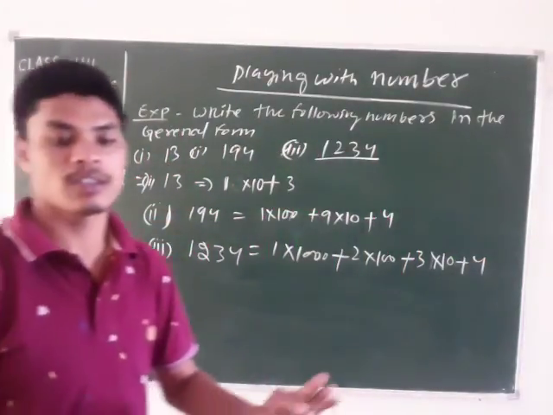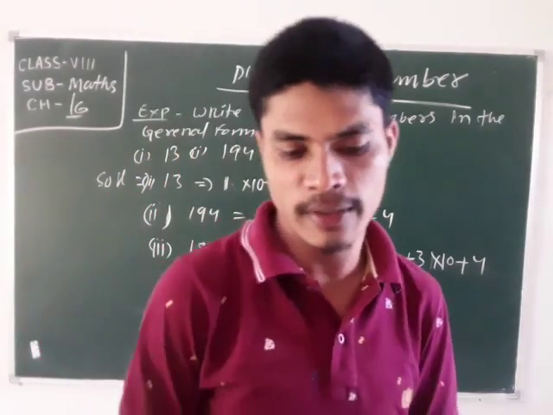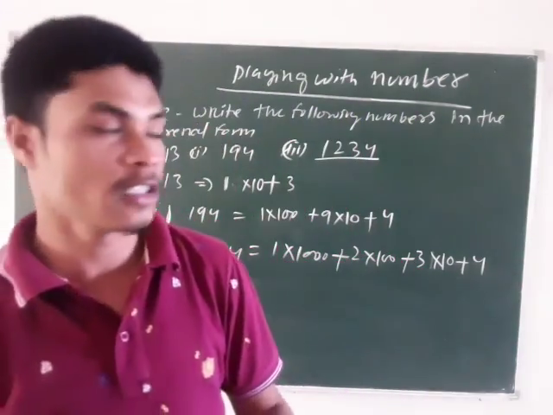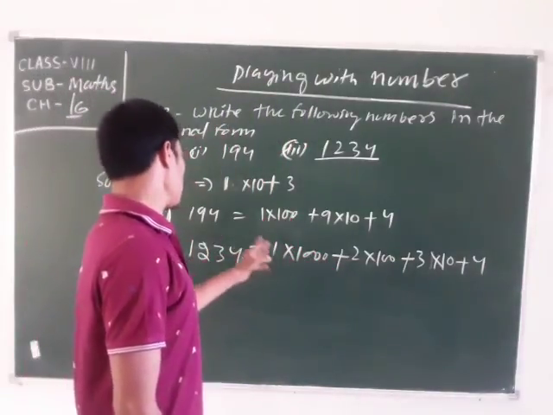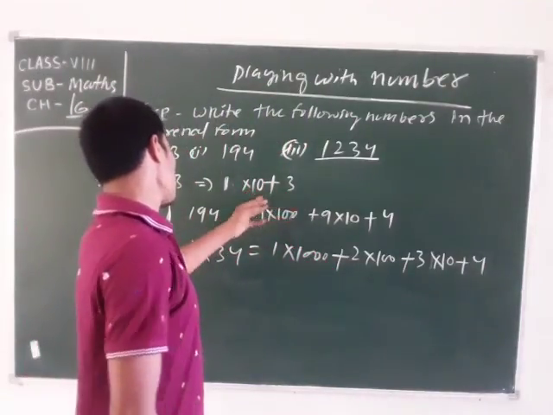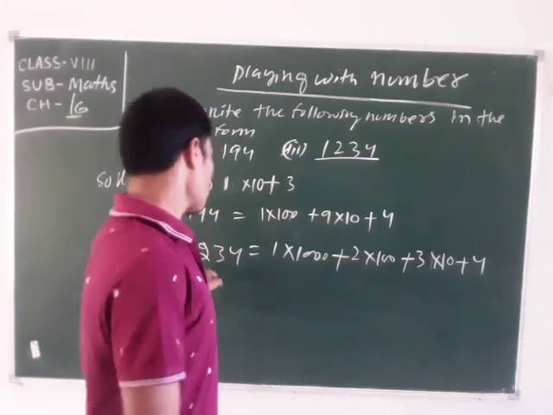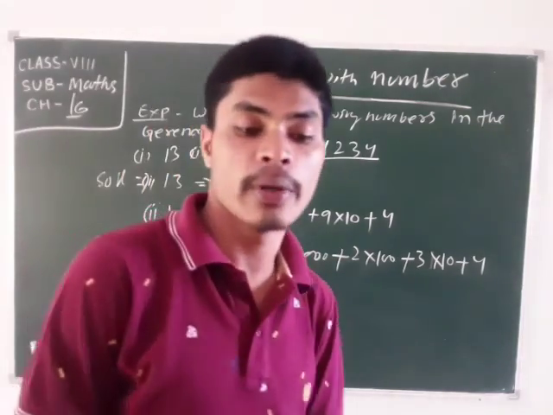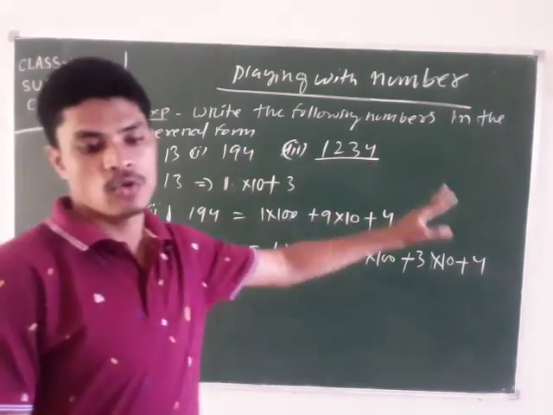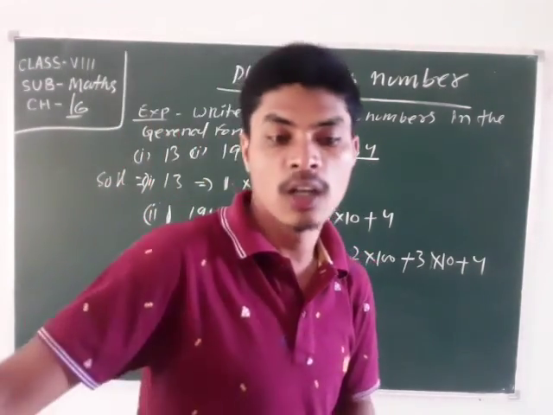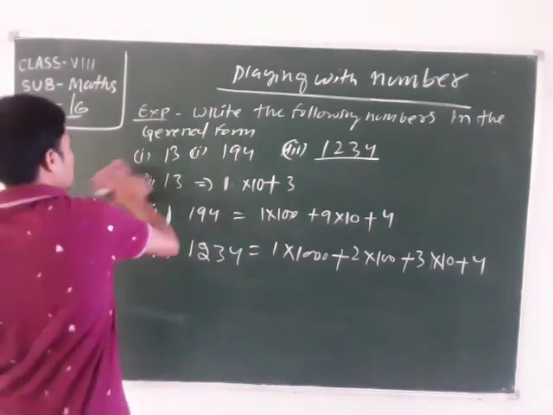Now we'll also take 5-digit numbers, 3-digit numbers, 7-digit numbers. These are the general numbers. Hence, we can write the answers. The answer is 194, and the answer is 13, and the answer is 1234. Clear about it? How can we write the general forms? So what do we learn from here?